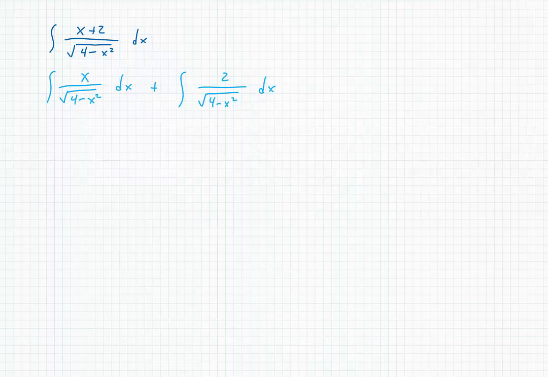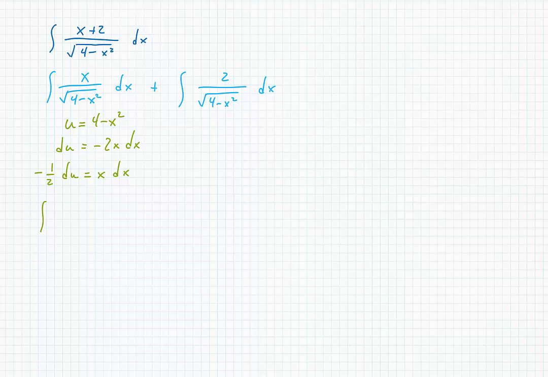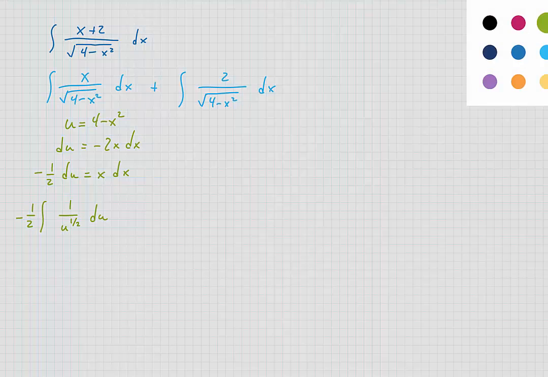In the first one, as we said, we can let u be equal to 4 minus x squared, and then du is equal to negative 2x dx, and therefore negative 1/2 du is equal to x dx, and that will give us a good substitution there. That will change this into the antiderivative with a negative 1/2 out front of 1 over u to the 1/2 du, if we do our substitutions there.